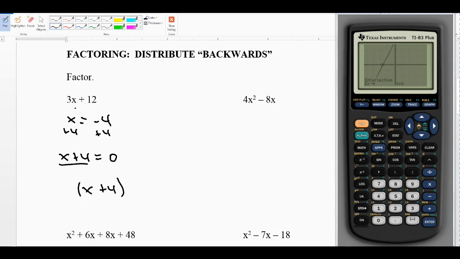So that means one of my factors is x plus 4. But that doesn't equal 3x plus 12. So I think, what do I multiply x by to get 3x? Well, 3. If I multiply 3 by 4, I also get that 12. So that means my other factor is 3. So that's how it factors: 3 times x, 3 times 4, or 3 times parentheses x plus 4. It's a backwards way of factoring with the calculator. And you may like it better, I don't know. And then again, you may hate it. I don't know. Let's try this next one.